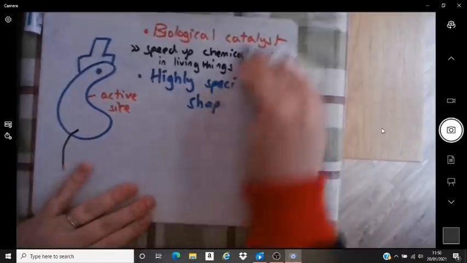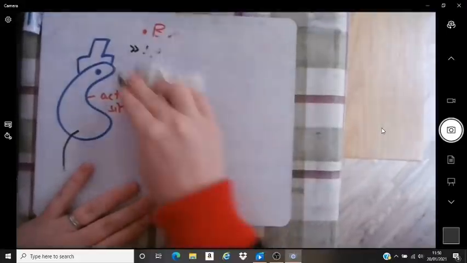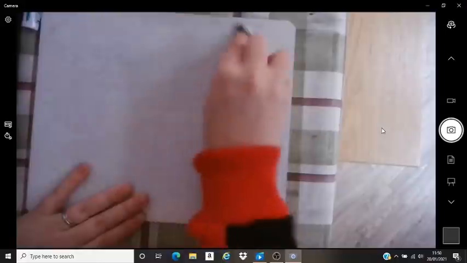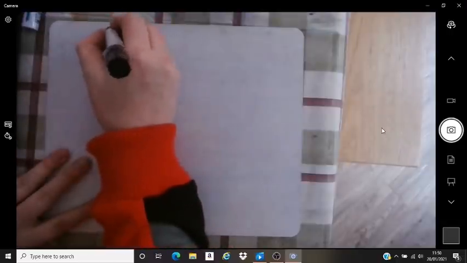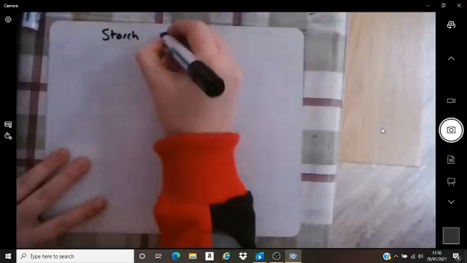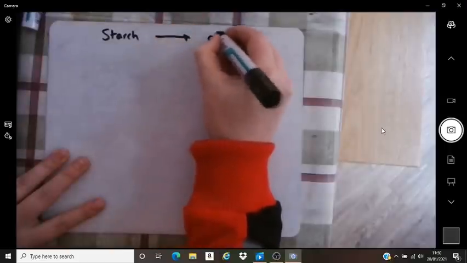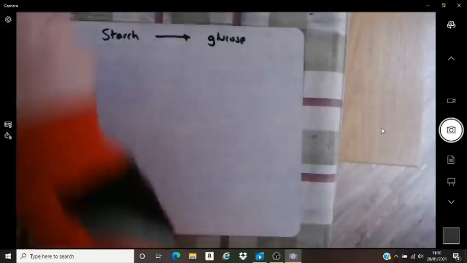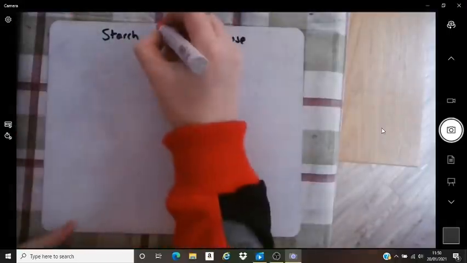So, what I'd like to show you, and I'm going to try and use my amazing drawing ability, is how they actually catalyse chemical reactions. So I'm going to try and draw an example of digestion, where starch is broken down into glucose by the enzyme amylase.